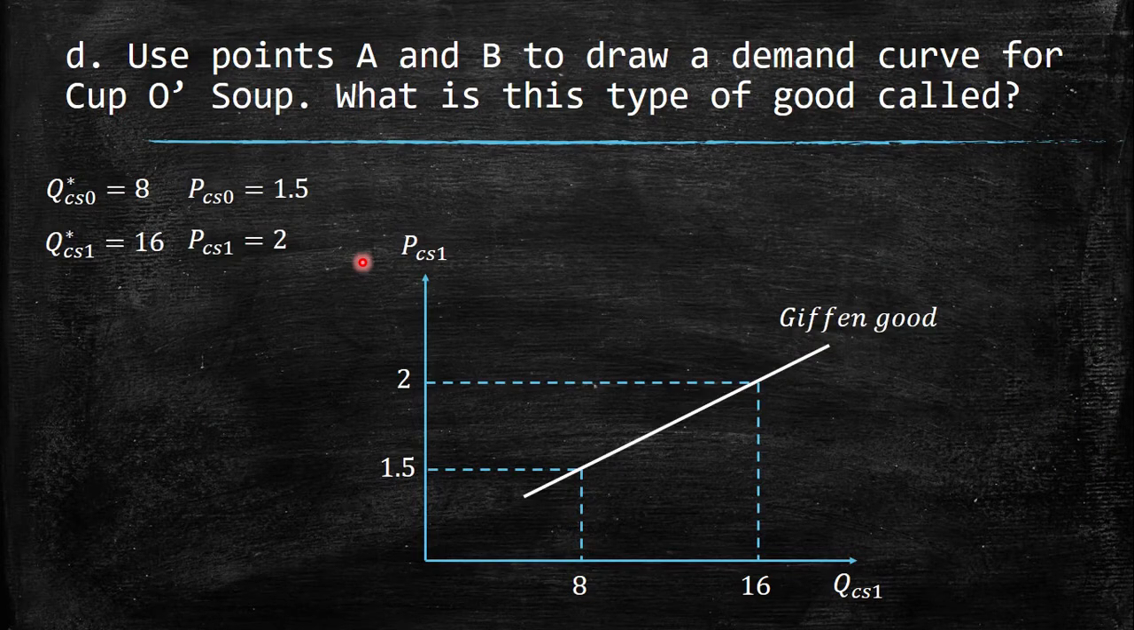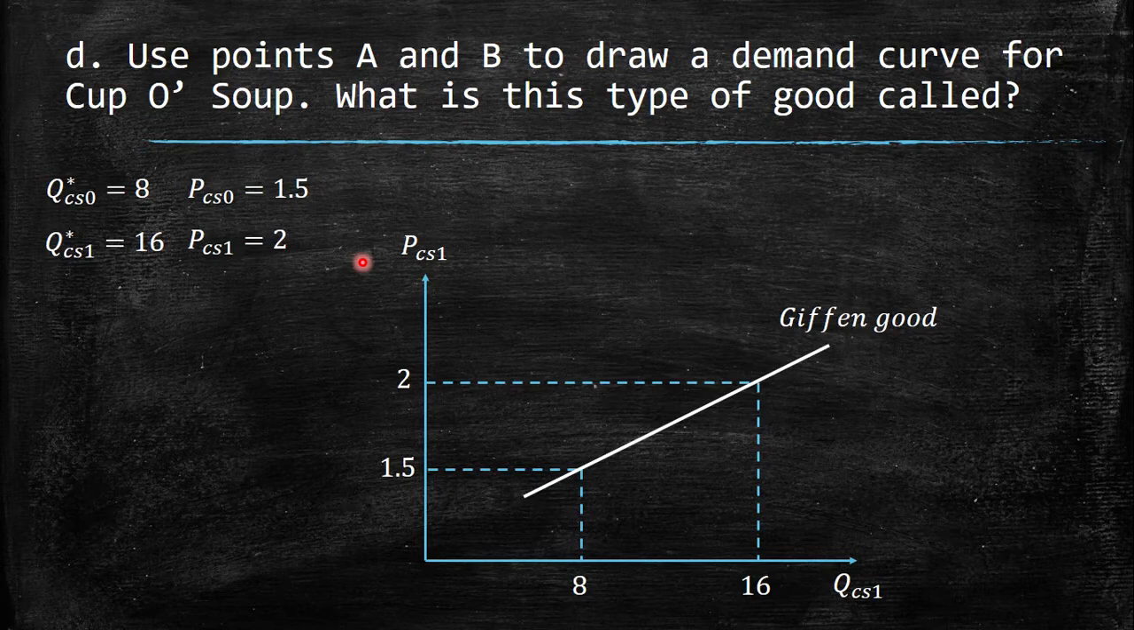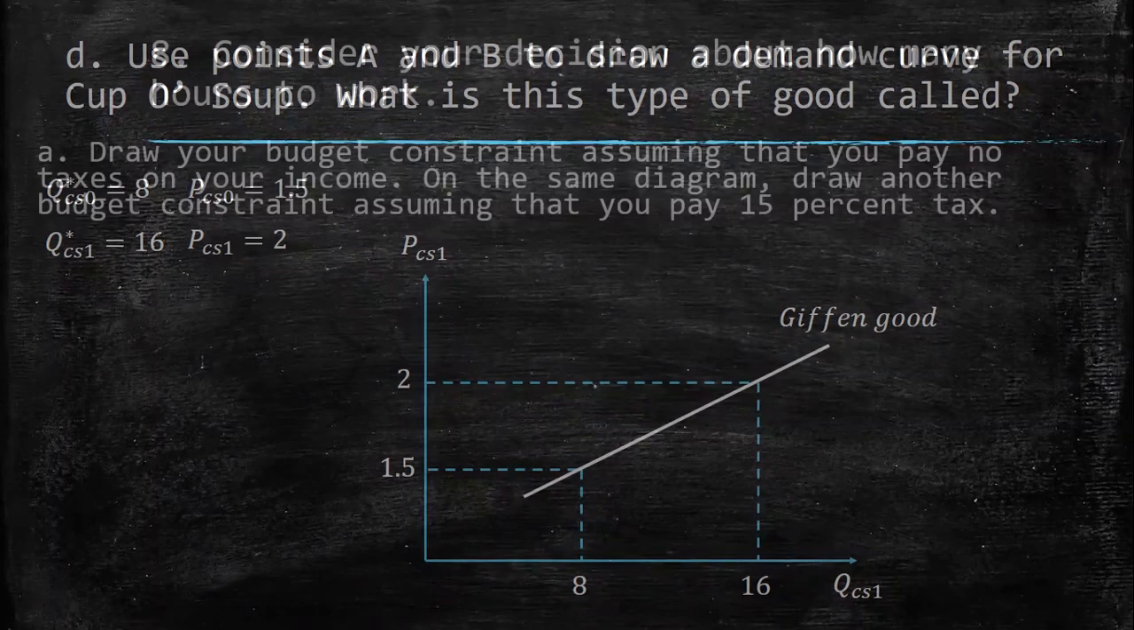This is a positive slope, which is strange for a demand. So this is what we call in economics a Giffen good. So this is a Giffen good. When the price increases, the consumption increases as well.